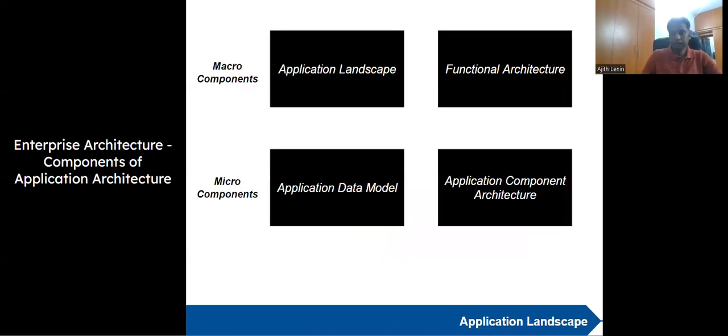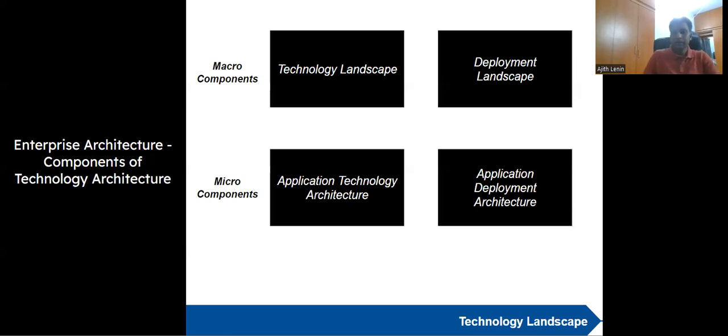Coming to application architecture, we have the application landscape, which is basically all the applications within the segment or the enterprise, and the functional architecture of how these applications are connected, the macro-level flows. The micro components are the application data model and the application component architecture. The physical or logical data models that an application is concerned about are in the application data model. And the application component architecture is the breakdown of the application itself: what are the different internal components of the application?